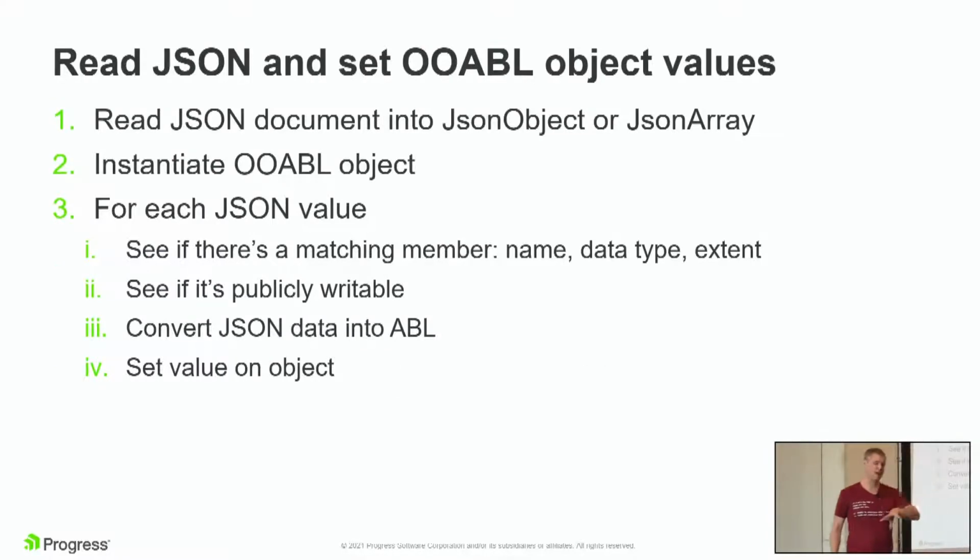For what we're going to look at, just briefly, I think, because I've got a whole minute left, we're going to read the JSON document, which we've seen, into a JSON object or array. We're going to instantiate an OOABL object, and that is a whole talk on its own: if you have a name, how do you turn it into an object value? For what we're doing here, we're just going to say that what you gave us is actually a class name. It's not an interface name. It doesn't have to go through a factory or a service manager layer or anything like that. That's the name of the class. We will instantiate that for you, then look at all the JSON values and try to set them on that object.